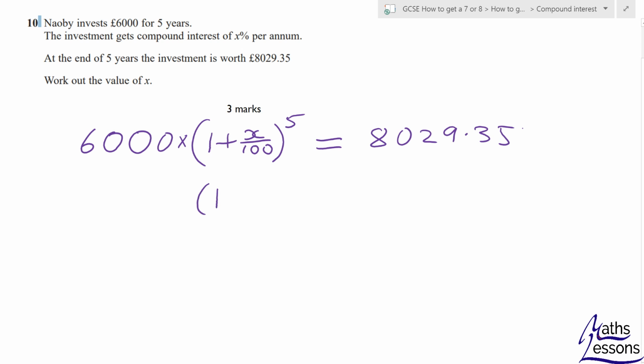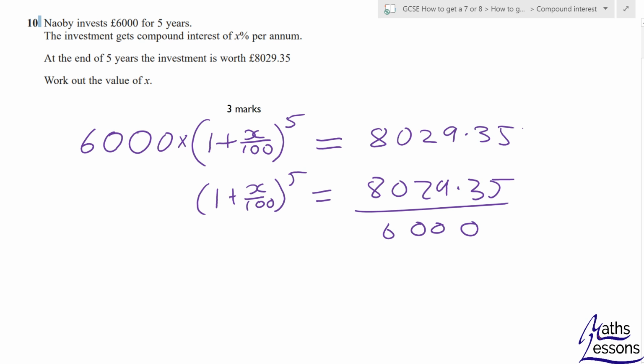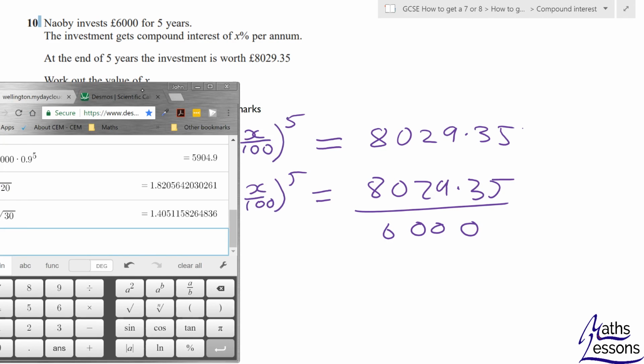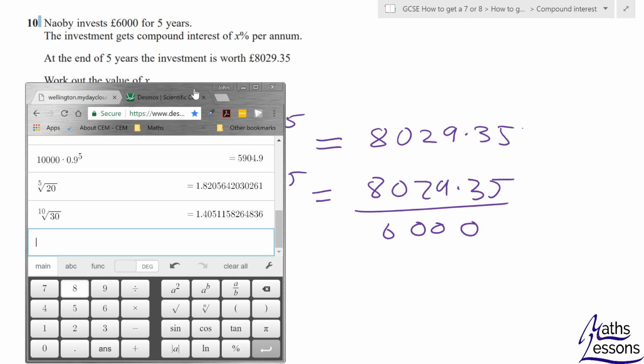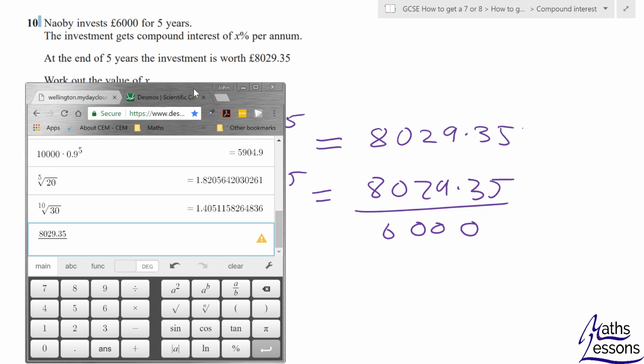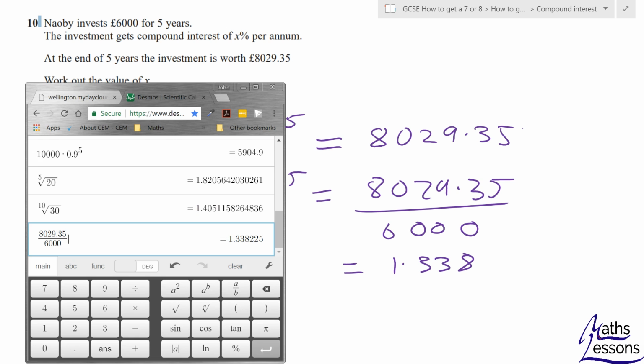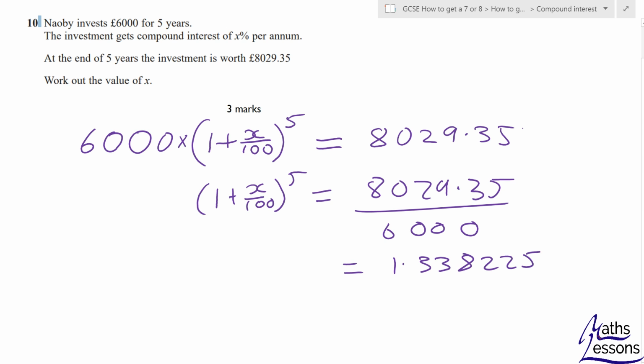So we got 1 plus x over 100 to the power of 5 will equal 8,029.35 divided by 6,000. So we're going to work that out in our calculator. Let's just bring that over here out of the way. So we got 8,029.35 divided by 6,000, which gives us 1.33825. Okay, so that gives us that.